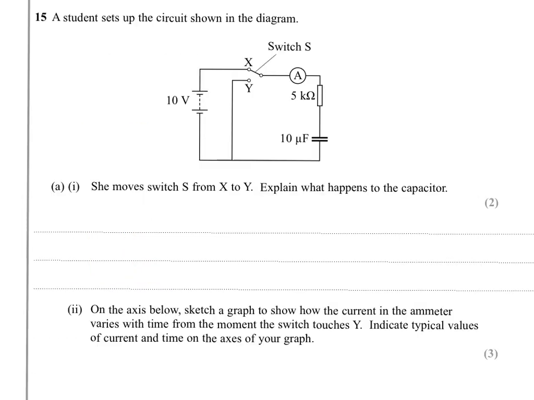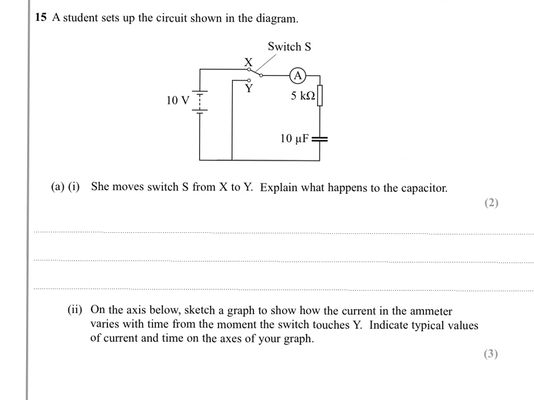Question 15. A student sets up the circuit shown in the diagram, and you've got your sort of capacitor charging and discharging circuit here. Flick to X to charge, flick to Y to discharge. She moves the switch from X to Y. Explain what happens to the capacitor.